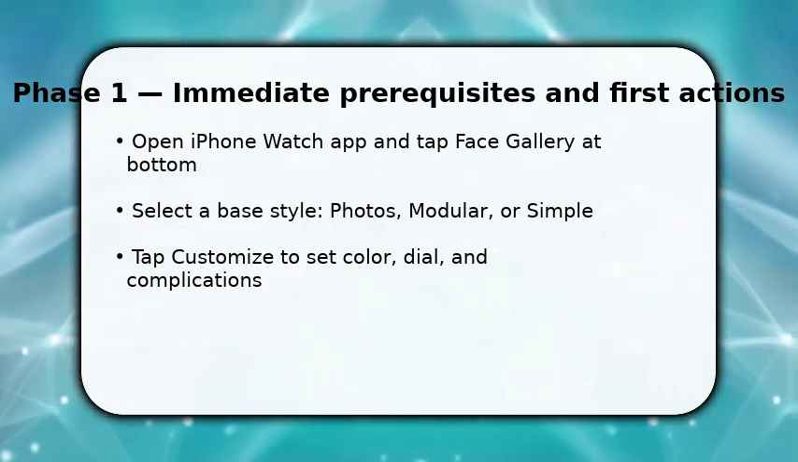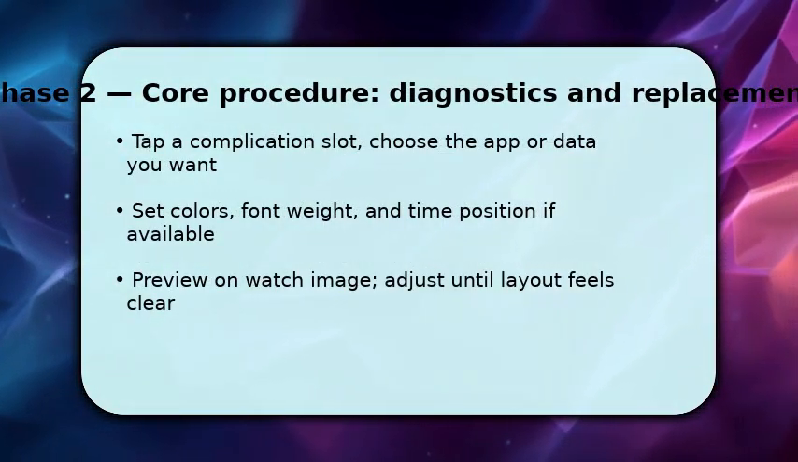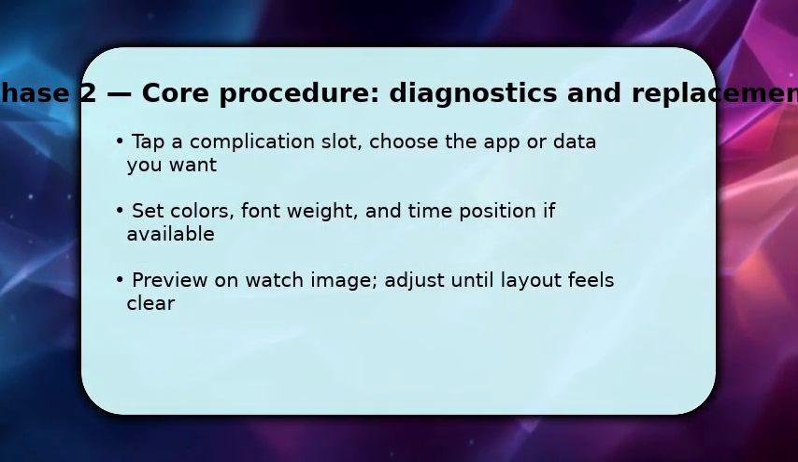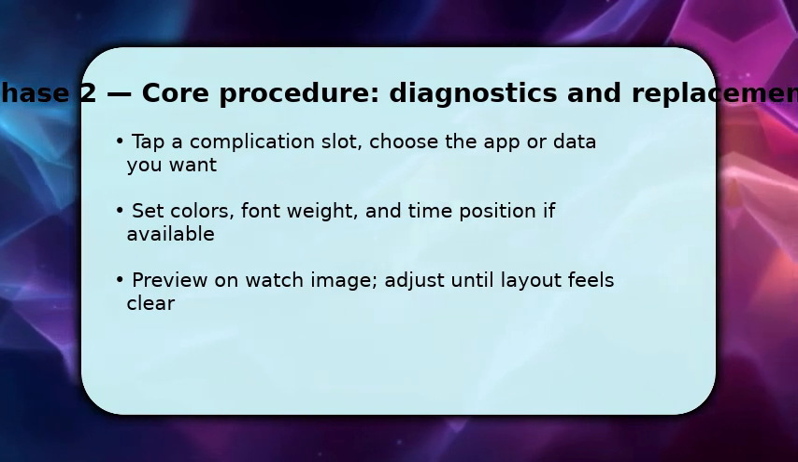Now refine complications. This is where you make the face truly useful. Tap any complication slot, then select an app or data type. Pick one that serves your daily needs like activity rings or calendar.